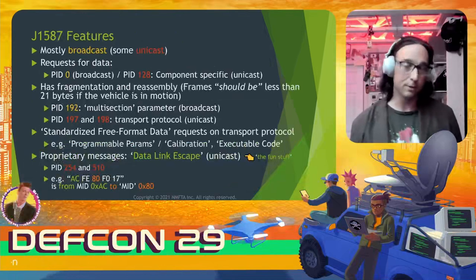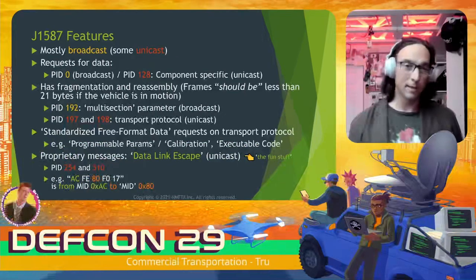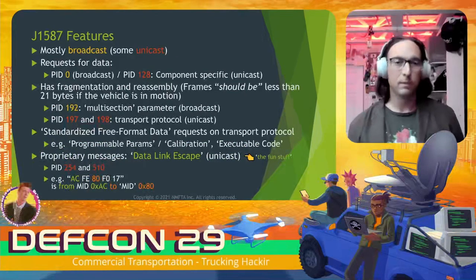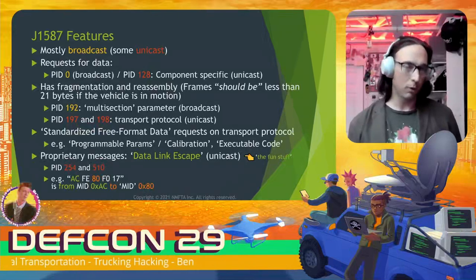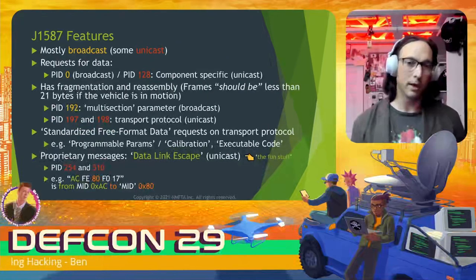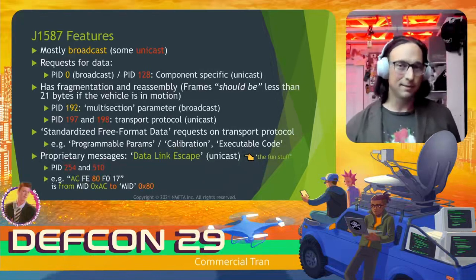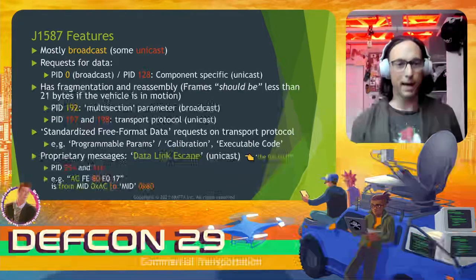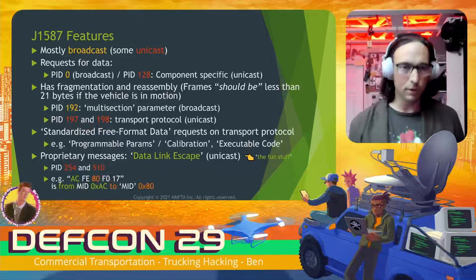J1587 has a lot of features. Both broadcast and unicast frames are possible. There's ways to request data, both requesting broadcast data as well as component-specific data. It includes fragmentation and reassembly, both a transport protocol that's unicast and a special multi-section parameter, PID 192, for PIDs that are broadcast. There's also a free-form data standardized request that sits on top of the transport protocol where you can ask for interesting things like programmable parameters and calibration and executable code.